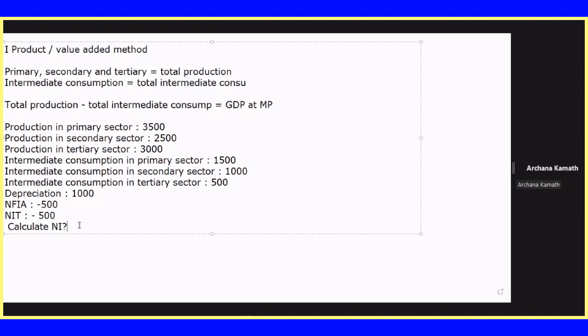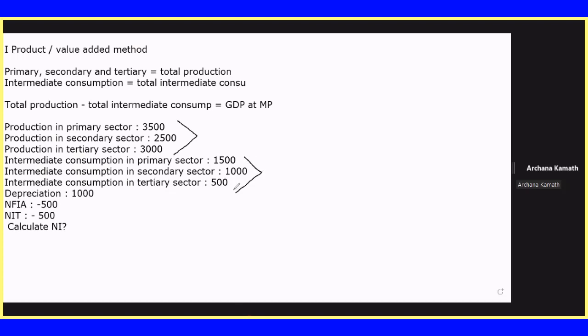So you have to find out the national income in this question. And they are not going to give you what method you have to adopt. It is based upon the content or the component that is given to you, that you have to identify what method is suitable. Fine. So in this question, it's very clear that primary, secondary, and tertiary details are given. So the first method is to be adopted.